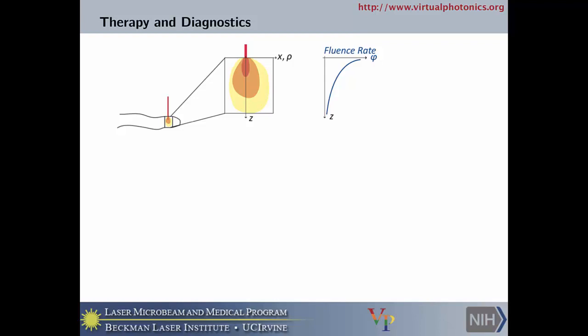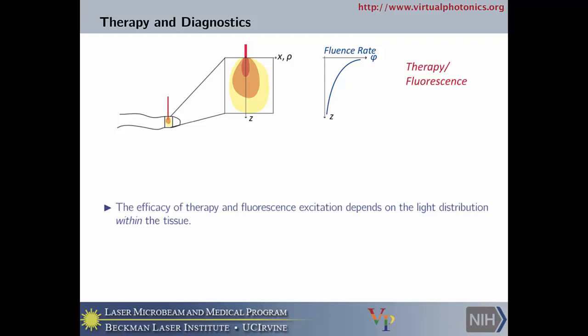Because obviously you're losing light due to scattering, and you also have some absorption due to biomolecules in your tissue. And so you're very interested in the spatial distribution because that's going to tell you how effectively you are going to be able to generate fluorescence here versus here, or how much your temperature rise is going to be here versus here. Okay, so that's what's important for therapy or fluorescence excitation.